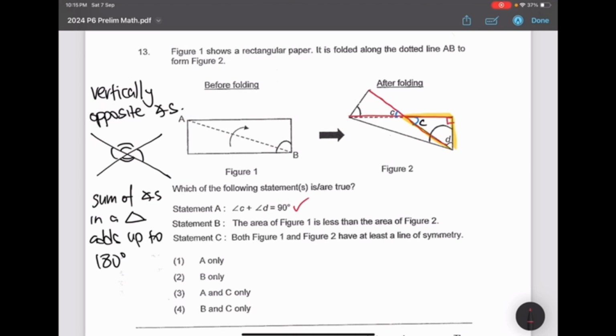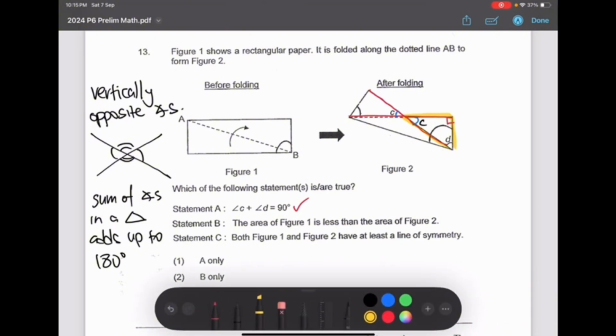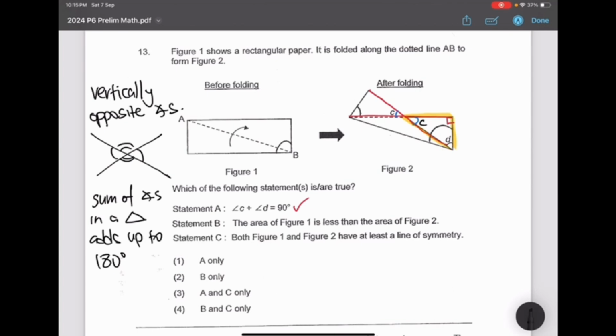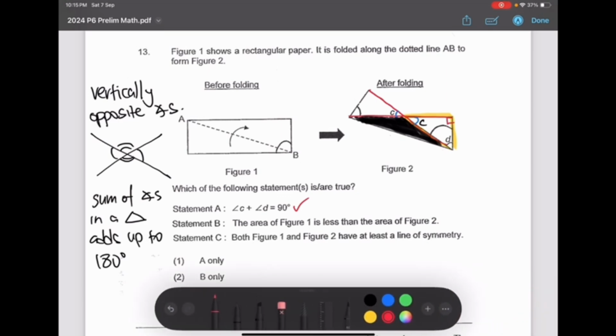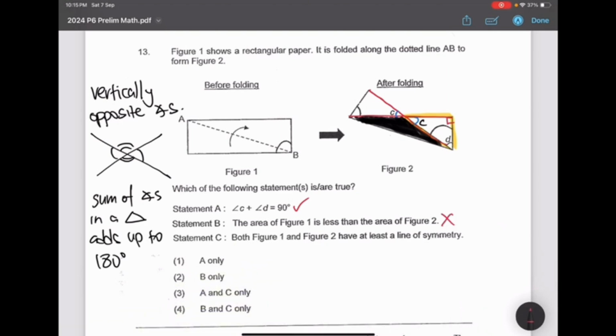Now let's look at statement B. The area of figure 1 is less than the area of figure 2. Right off the bat, I know that this is false. Why? Because when you fold a piece of paper, there is an area that has an overlap, meaning the surface area is lesser. Therefore, this is definitely not true.